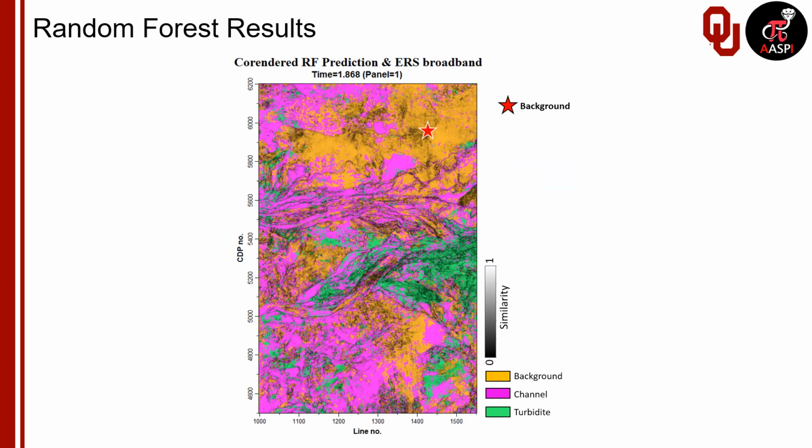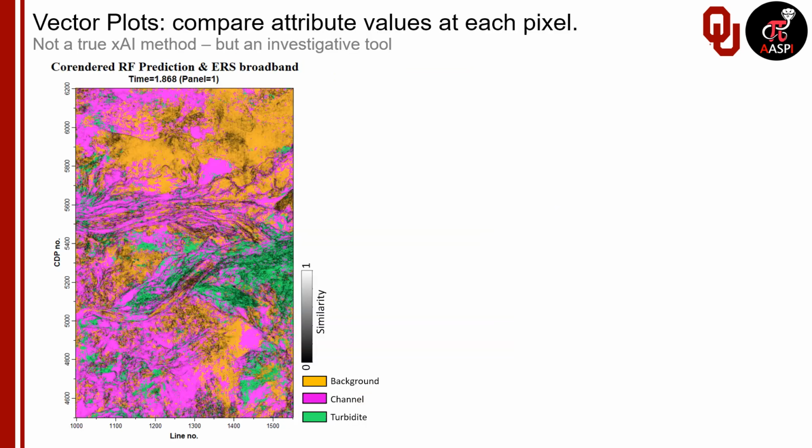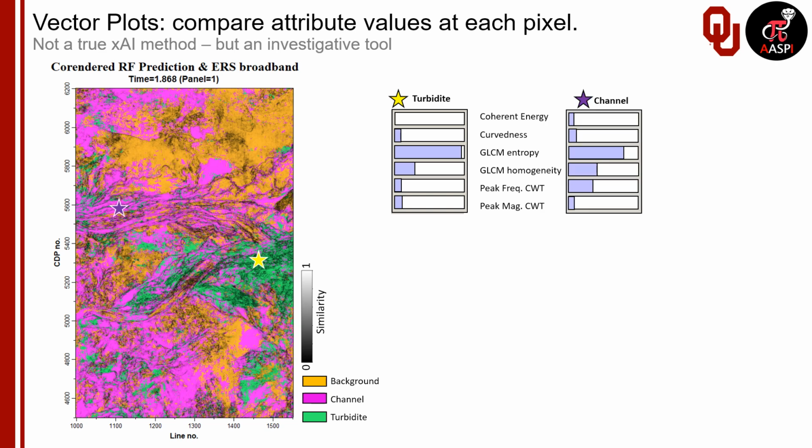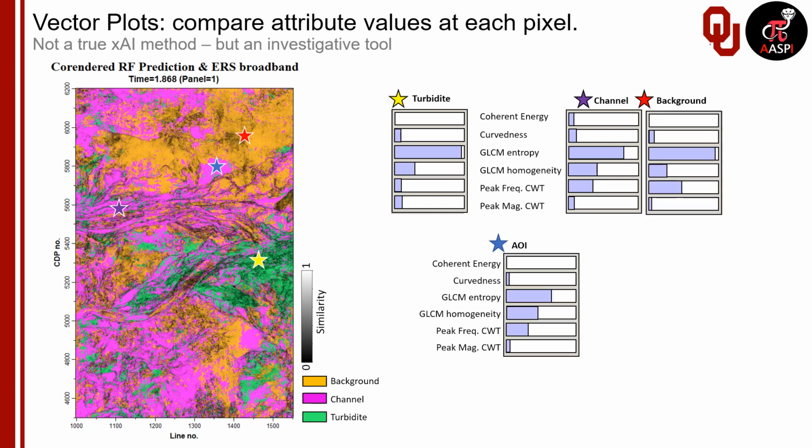If we look at the results, we've got some areas that are background, an area that's a channel, and a turbidite marked in green. One thing I'll focus on later is this blue star, which is an area of interest for me, so perhaps it's a misclassification to look at. Vector plots aren't a true explainable AI method, but they're a great investigative tool. We can click on that voxel of the turbidite and get an idea of what these attributes are. And we can do the same thing with channels, with the background voxels, and that area of interest.